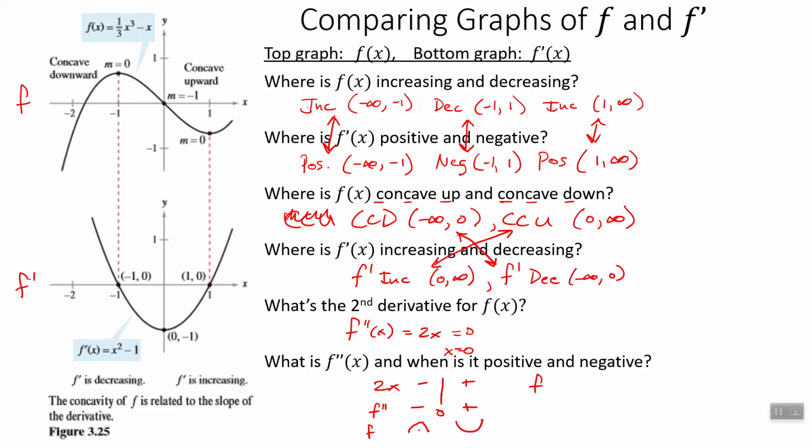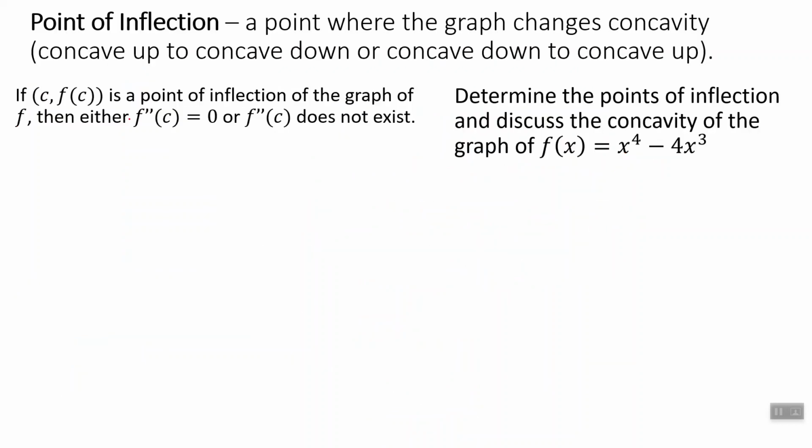That's usually what I use for my symbols. I can also write CCU and CCD like that. All right. And this point at 0 is going to have a special name too. This point is going to be called a point of inflection, but we'll go over that in a second.